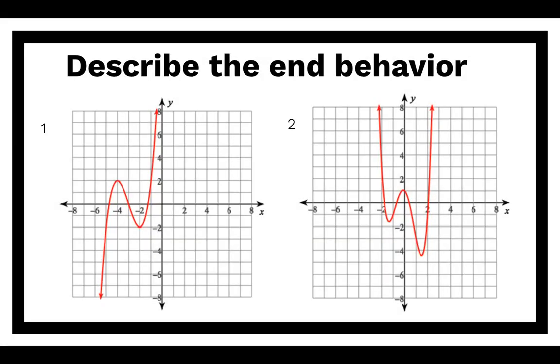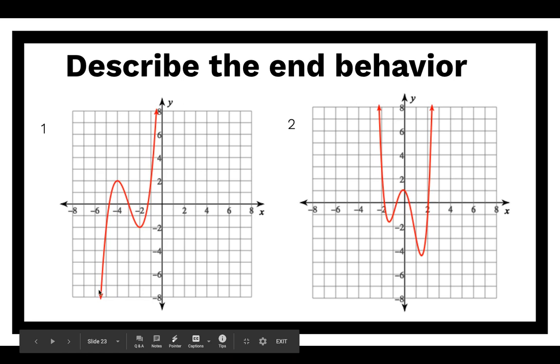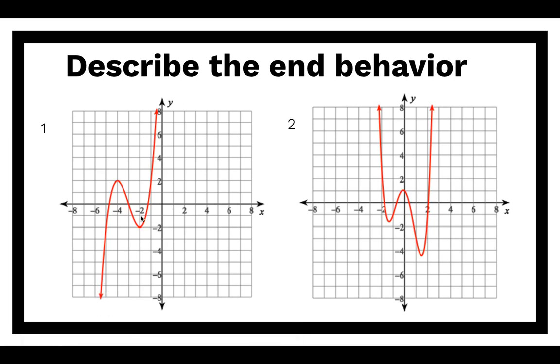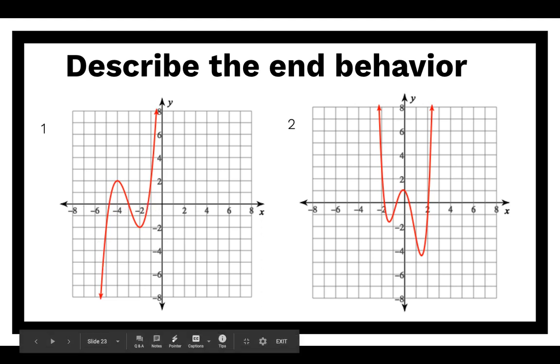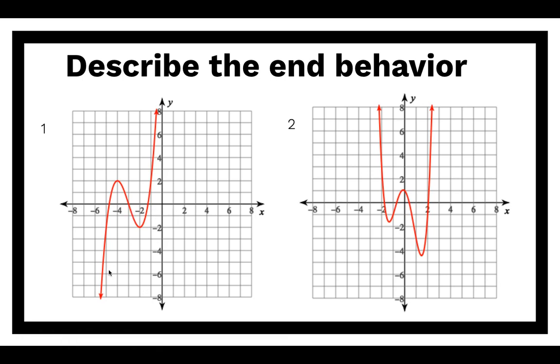So describe the end behavior. It's just wanting you to explain what is happening as the x is going in this direction. So I'm going in the bottom left. That means I'm going left and down. So I want negative x values, negative y values. So this would be as x goes to negative infinity, y goes to negative infinity.